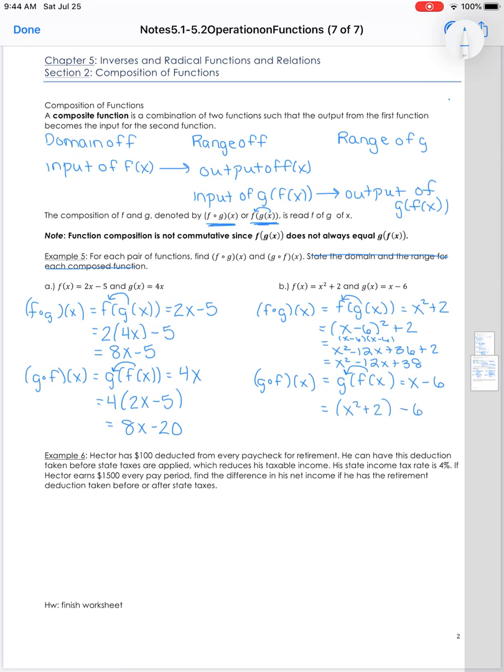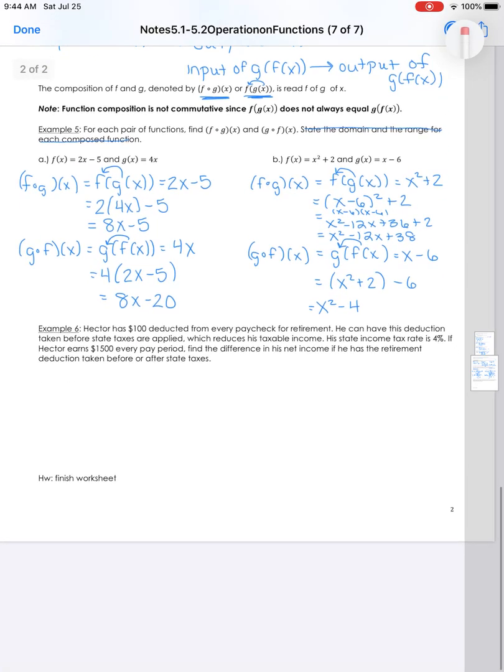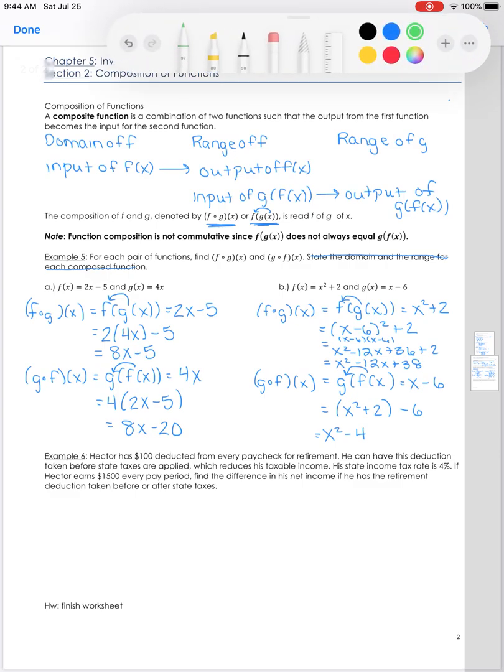Now in this case, we have to FOIL, because there's two x minus 6's. So that gets me x squared minus 12x plus 36 plus 2. And when I simplify that one step further, I get x squared minus 12x plus 38 for the f of g of x. If we go the other way, here's my g of x function, but instead of the x, I'm going to put the f of x function in its place.